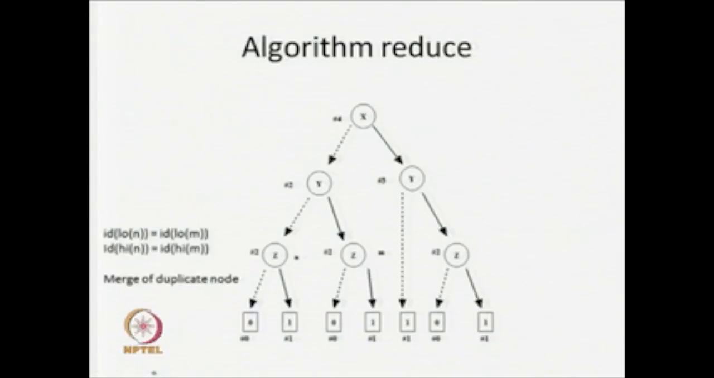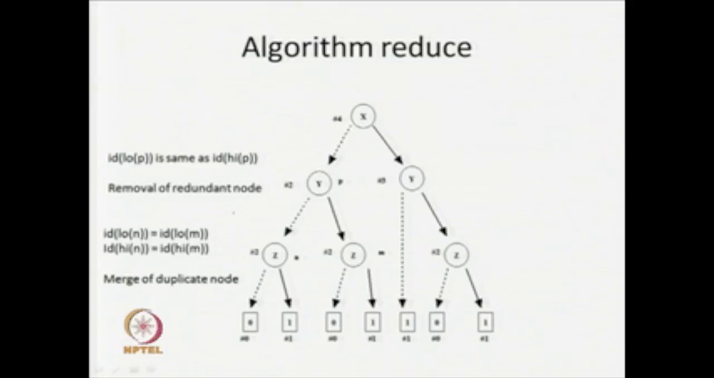Now, next one is the merging of duplicate nodes. So, if ID of low n is equal to ID of low m and ID of high n is equal to ID of high m, this is the scenario where we are going to merge them. So, merging of duplicate nodes, in this particular case these 3 nodes will be merged together.